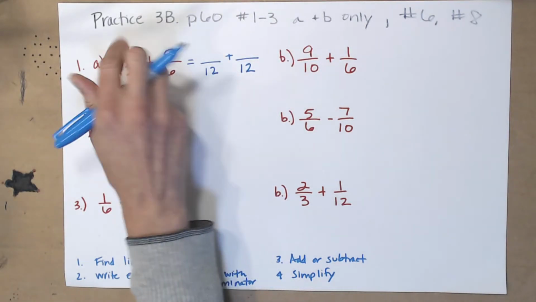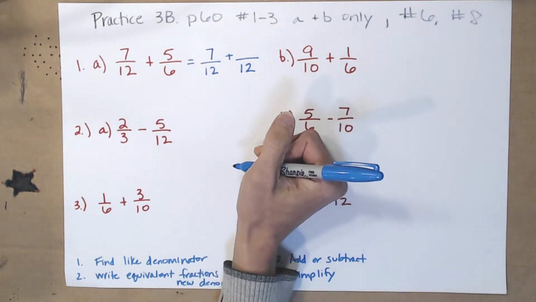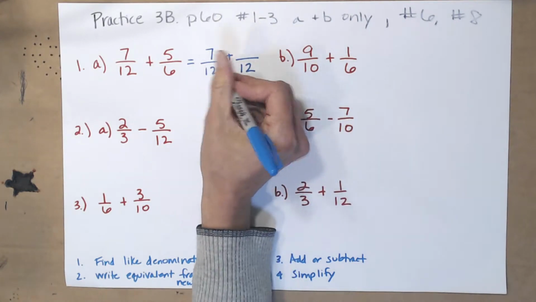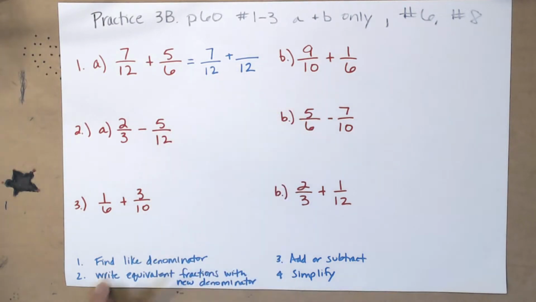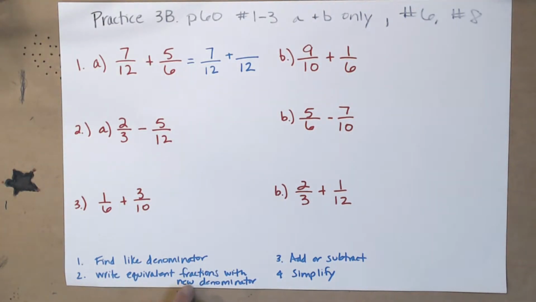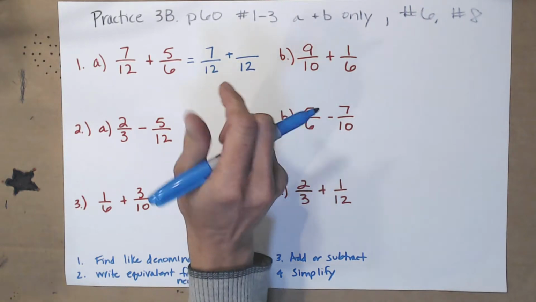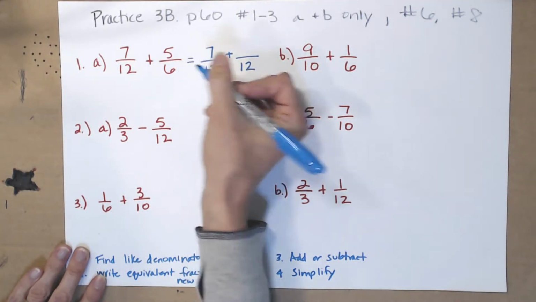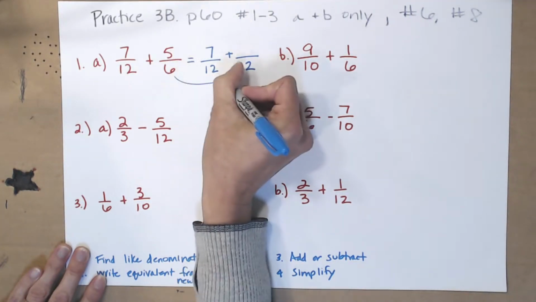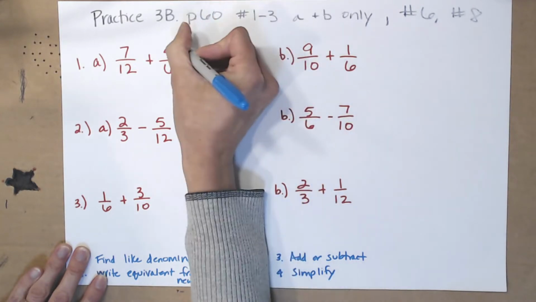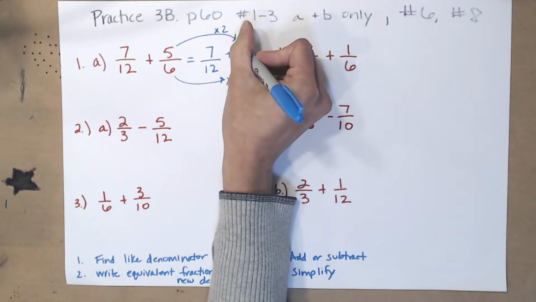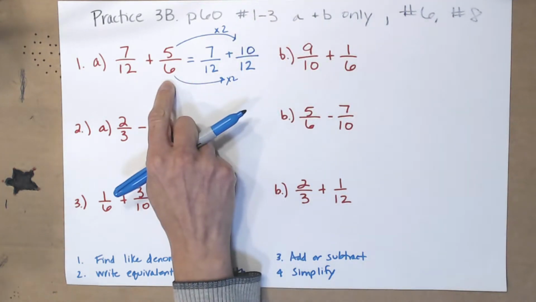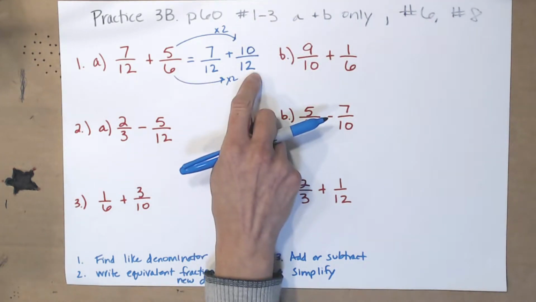Now, the 7/12 can stay the same. But now we need to rewrite this 5/6 as 12ths. And that's the second step. Write equivalent fractions with the new denominator. So to get from 6 to 12, we multiplied by 2. So we need to do the same with the 5. 5 times 2 is 10. So 5/6 is equivalent to 10/12.